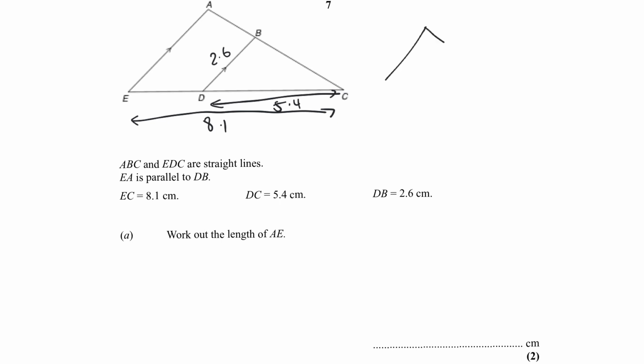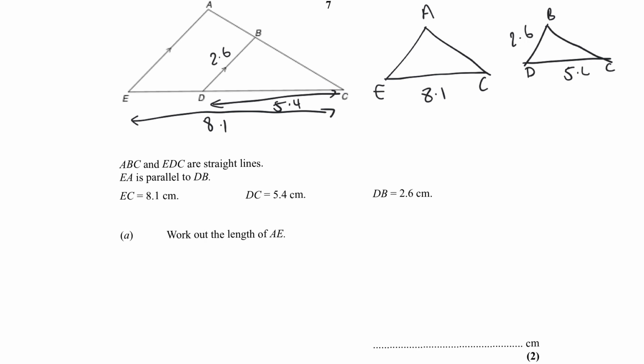So when it comes to similarity of lengths, I always like to draw out the 2 separate shapes if they've drawn them within each other. So we've got the big shape, and then we've got the little one that was within. Okay, so we know the length B to D, which was 2.6, E to C, which was 8.1, and we know D to C, which was 5.4.